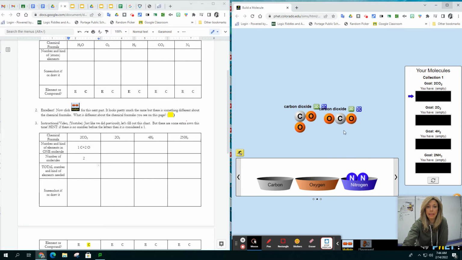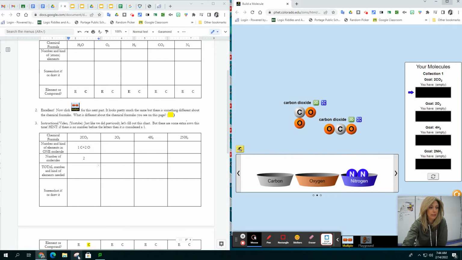Okay, so I'm going to take a screenshot of that. I try to make it look, there it is. So I need 2 of them, okay? So I'm going to take a screenshot of that, and then we'll talk about how many total atoms we have here, okay? So take a little screenshot.